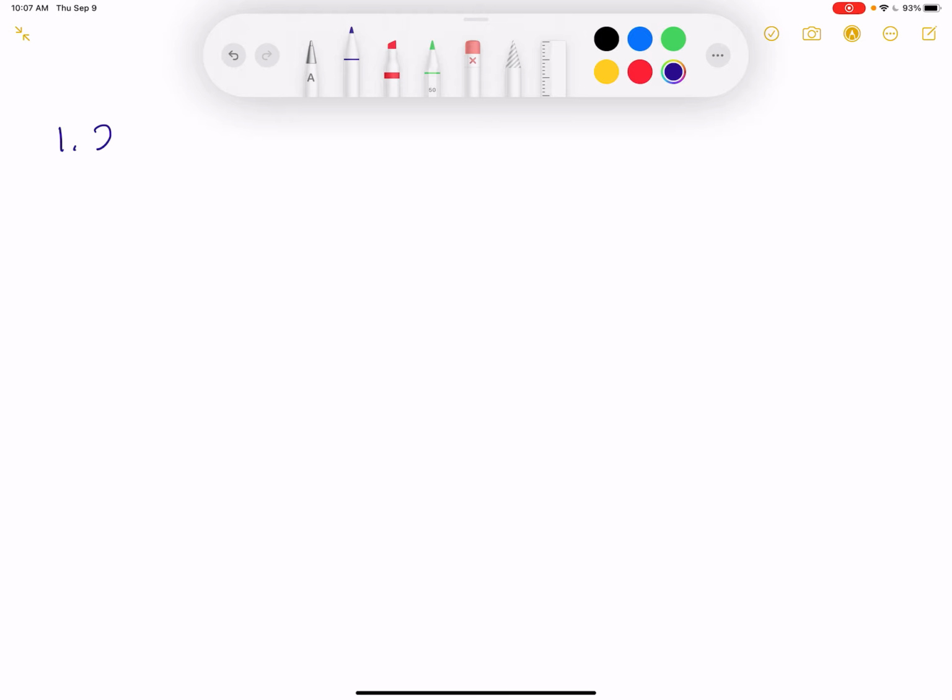Alright. So 1.2, evaluate and simplify. Oh, so neat. Gives that a workout.